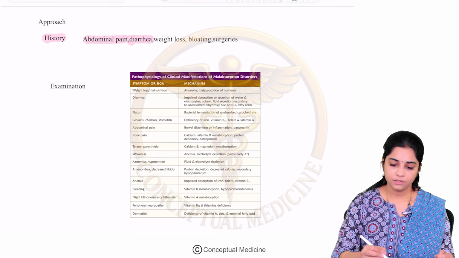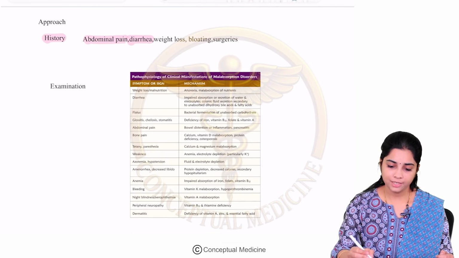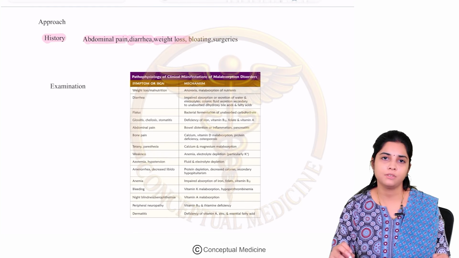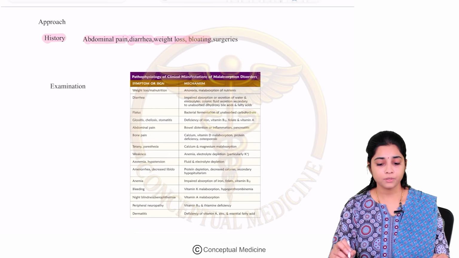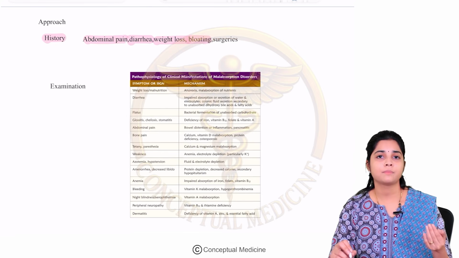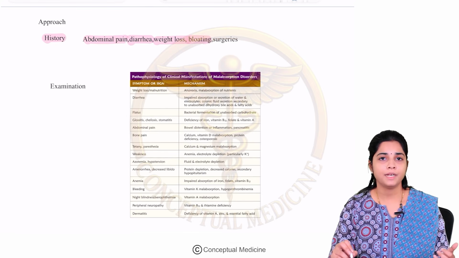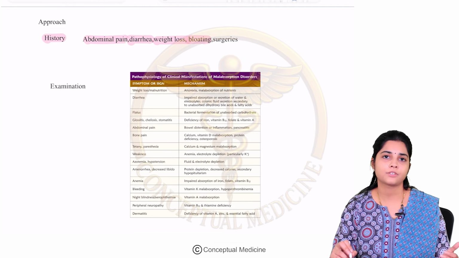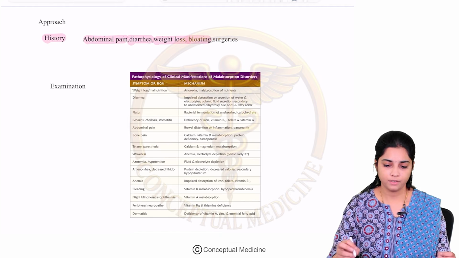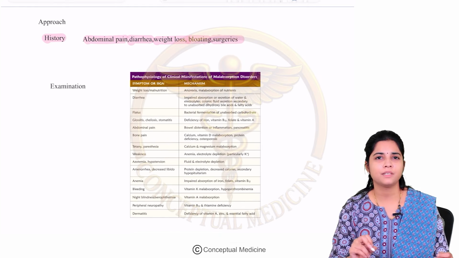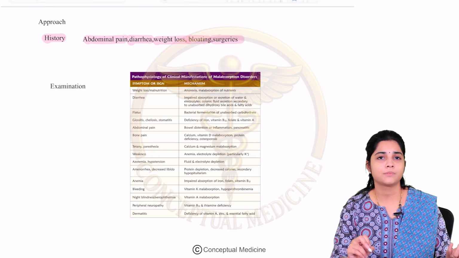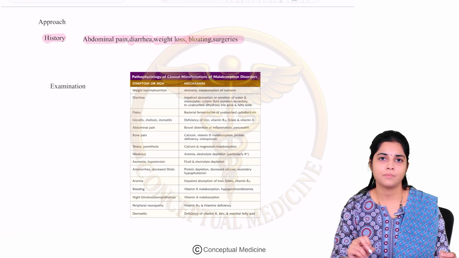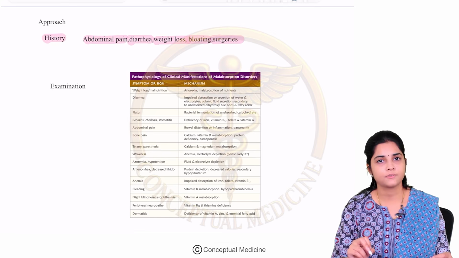Okay. Then you also ask about weight loss. Why do you have to ask about weight loss? Because in chronic malabsorption, there's going to be a chronic nutrient deficiency. Then these patients can have bloating. Okay. Because in many of these malabsorptive disorders, there can be impaired digestion and there could be excessive production of gas, which results in bloating. Also, we have to ask about surgeries, because many abdominal surgeries result in decreased length of the intestine. So overall the absorptive surface is decreased and it can result in malabsorption. So they can have abdominal pain, diarrhea, weight loss, bloating, and history of surgeries is very, very important.